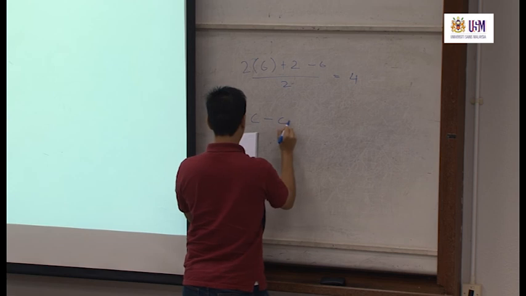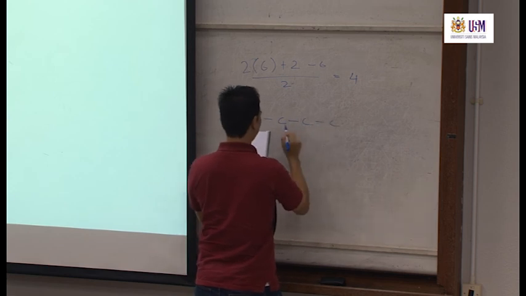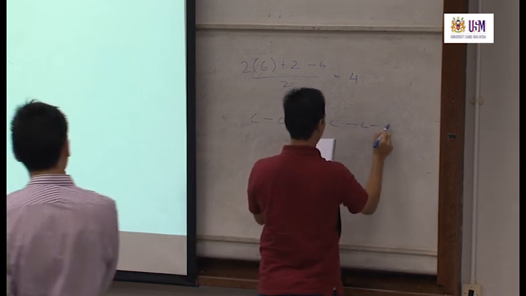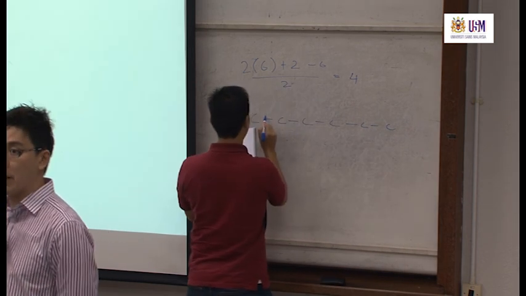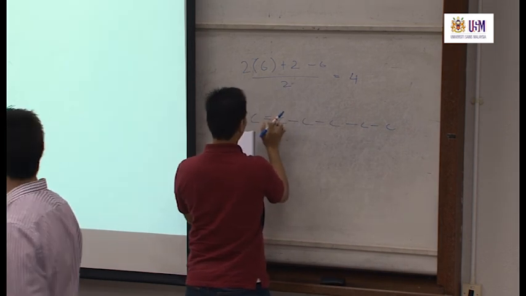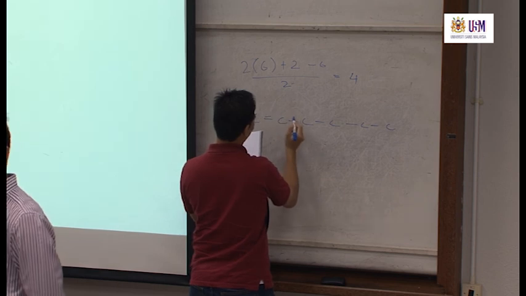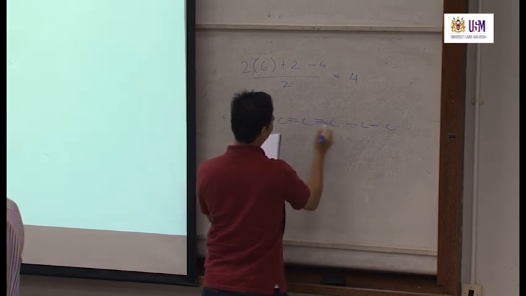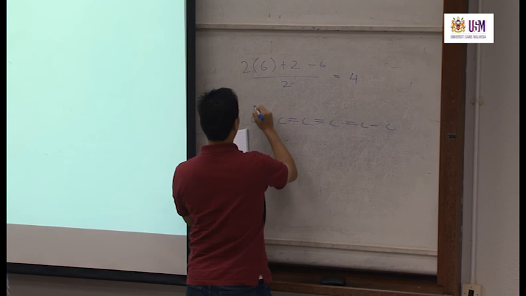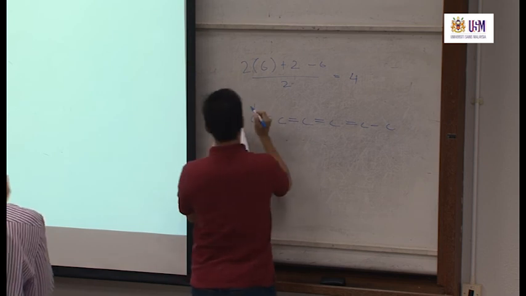Okay, 4 degrees of unsaturation. What does it mean, 4 degrees of unsaturation? It could mean many things, isn't it? 4 double bonds? Can it be 4 double bonds? You try. Wow, really 4 double bonds? Never mind, give it a try.